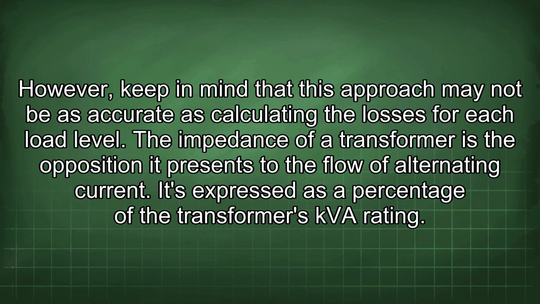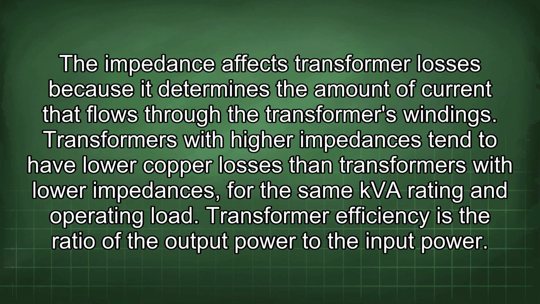The impedance of a transformer is the opposition it presents to the flow of alternating current. It's expressed as a percentage of the transformer's kVA rating. The impedance affects transformer losses because it determines the amount of current that flows through the transformer's windings. Transformers with higher impedances tend to have lower copper losses than transformers with lower impedances for the same kVA rating and operating load.